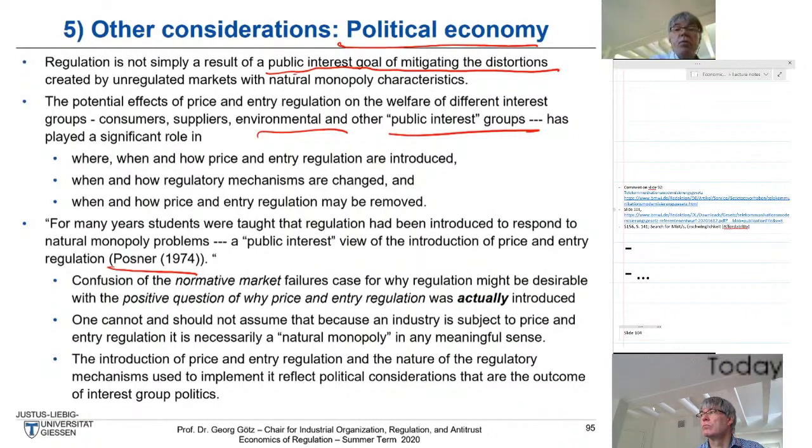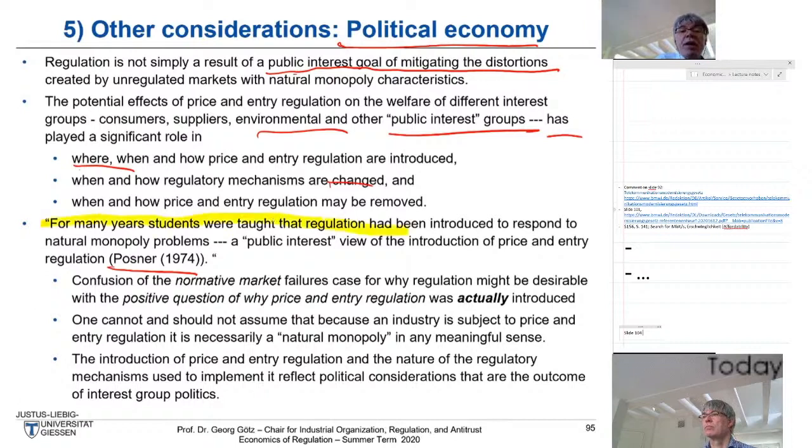Okay, and the point is that this lobbying, this interest, has an important effect on whether there is regulation, where regulation is, how this regulation looks like, and how regulatory mechanisms are changed, etc. And the important point here is this Posner quote here.